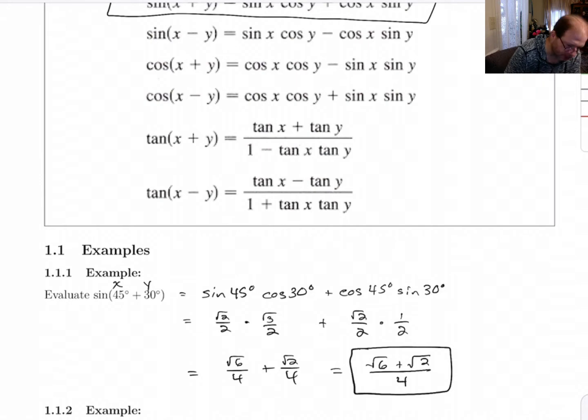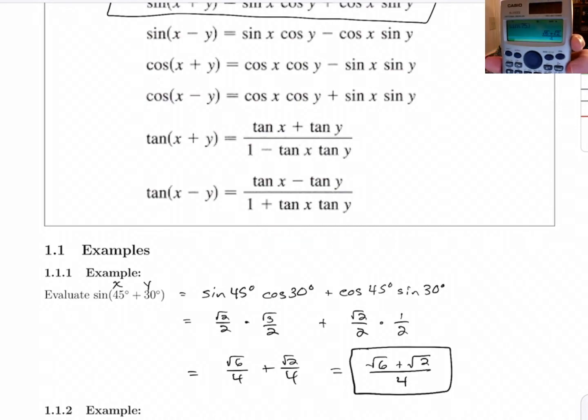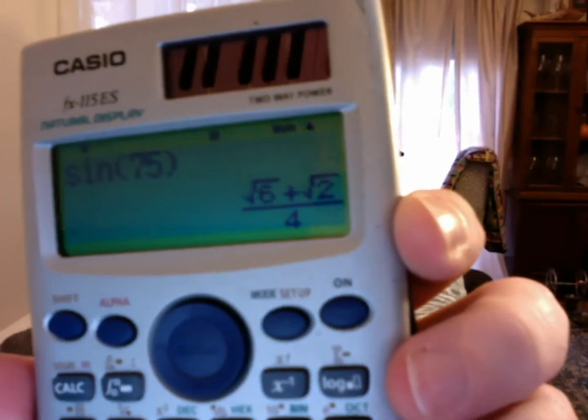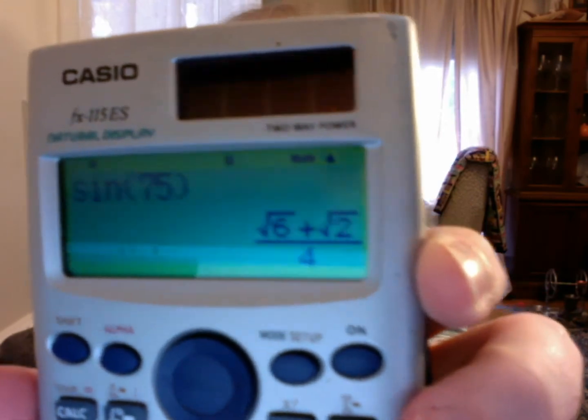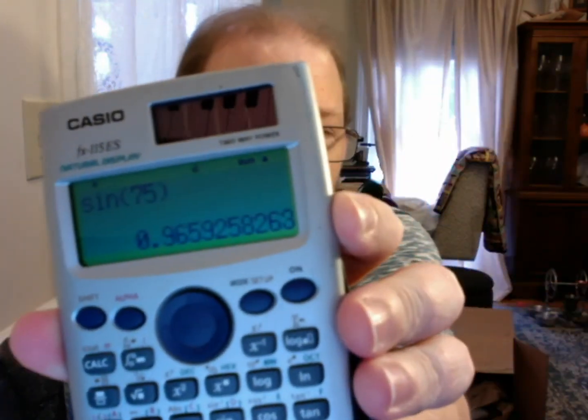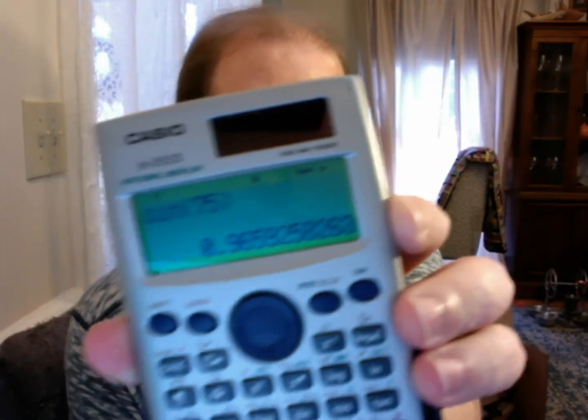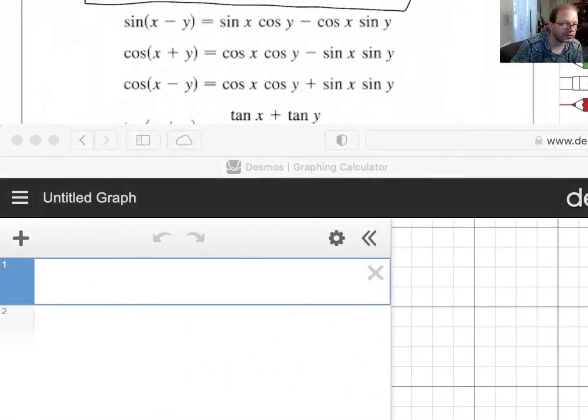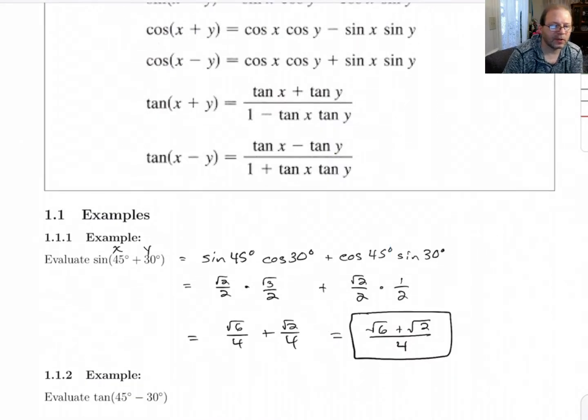If you wanted to, you could check this by doing sine of 75 degrees. This calculator tells me straight up it's root 6 plus root 2 over 4. But I can convert that to a decimal and get this, and compare that to actually doing the calculation, and we can see that it's correct. All right, let's do this next one.